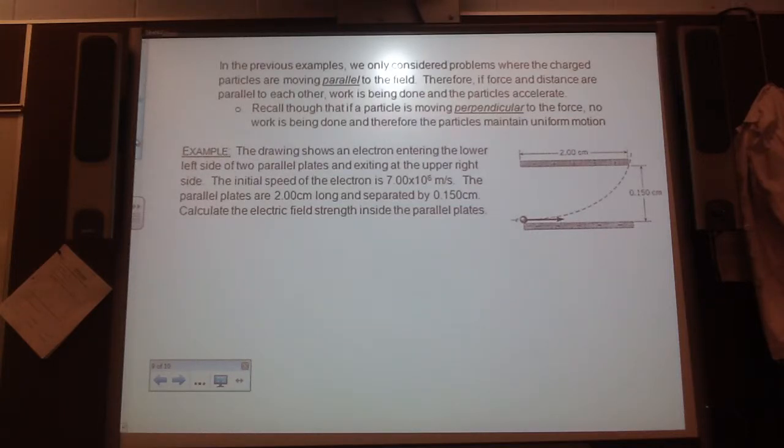So here it says, in previous examples, we only considered problems where the charged particles are moving parallel to the field. Therefore, if force and distance are parallel to each other, work is being done and particles accelerate. Recall, though, that if a particle is moving perpendicular to the force, no work is being done, and therefore the particles maintain uniform motion.